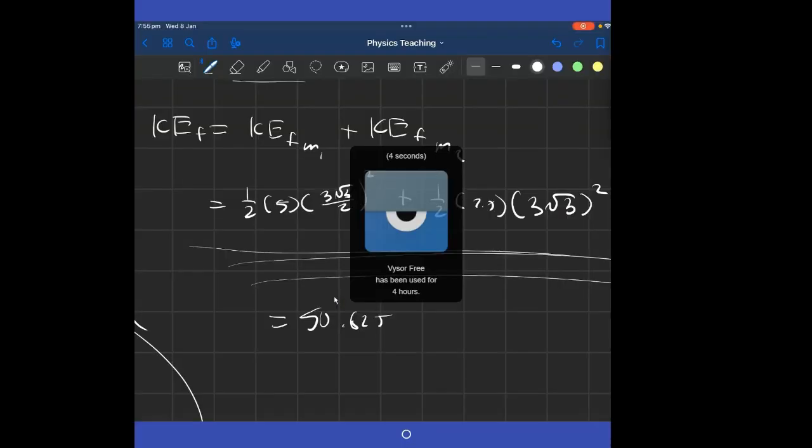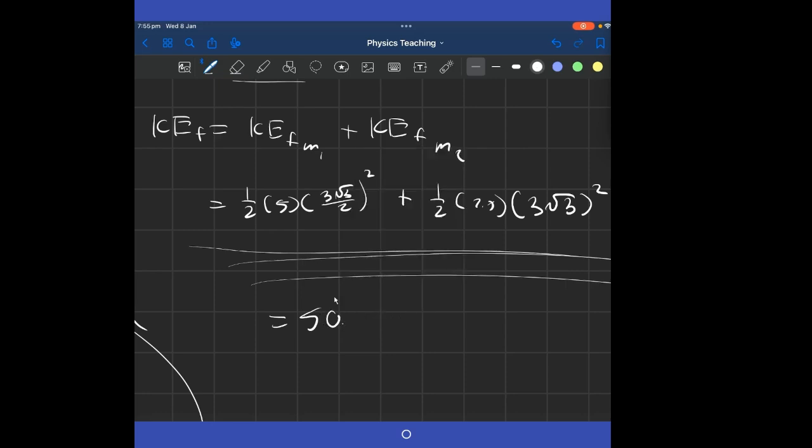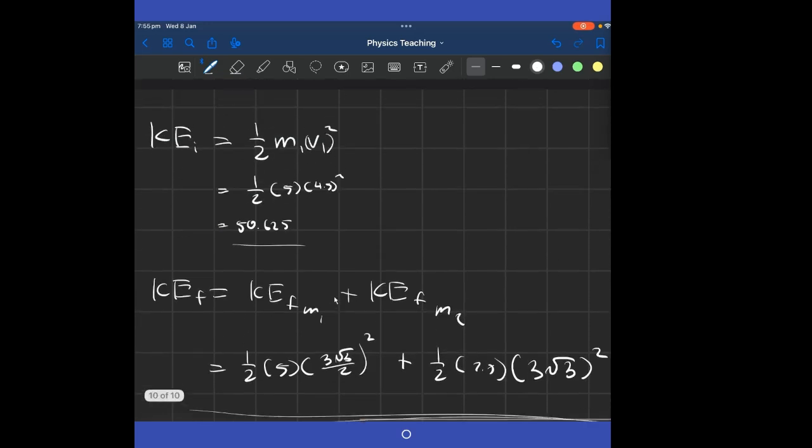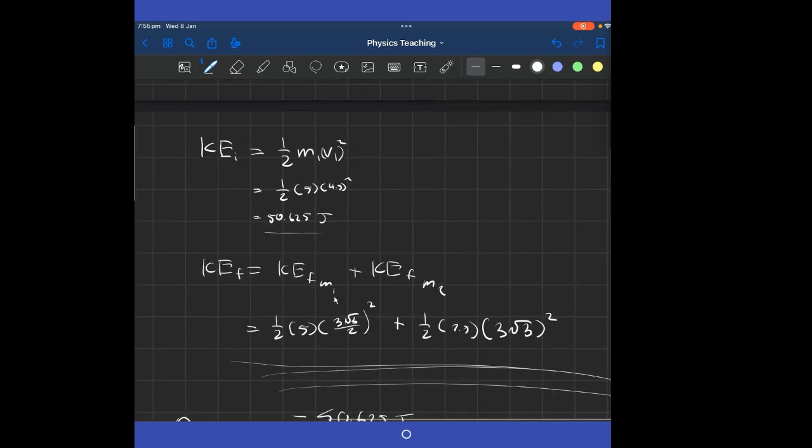50.625. So let's go back to the iPad. Joules, always. I'm gonna write this neatly. 50.625 joules. 50.625 joules. These are the same, which means the kinetic energy initially equals the kinetic energy finally, and therefore we can say that this collision is an elastic collision.